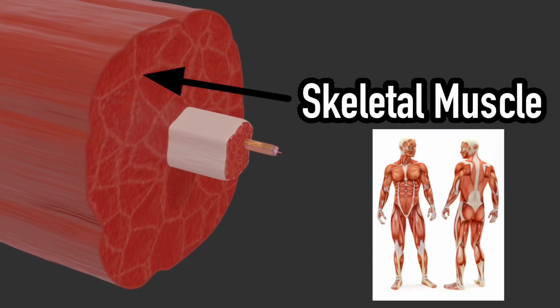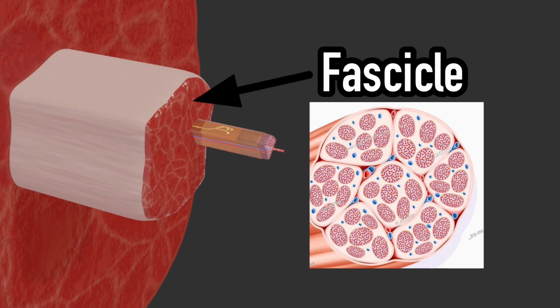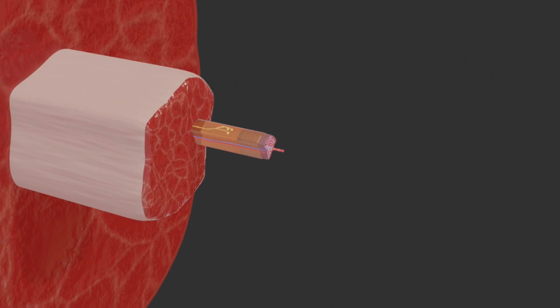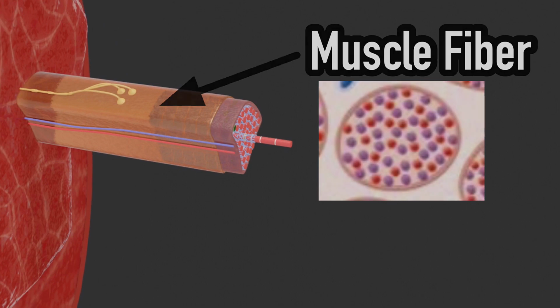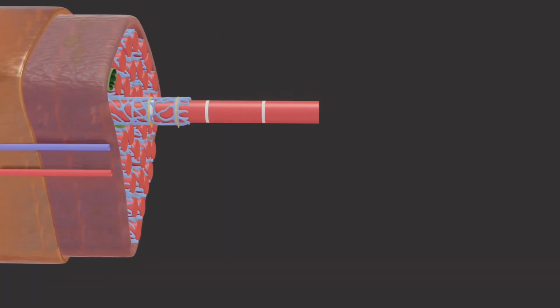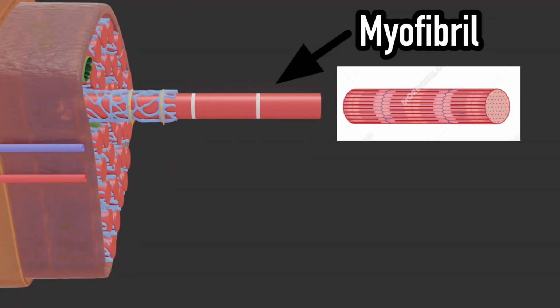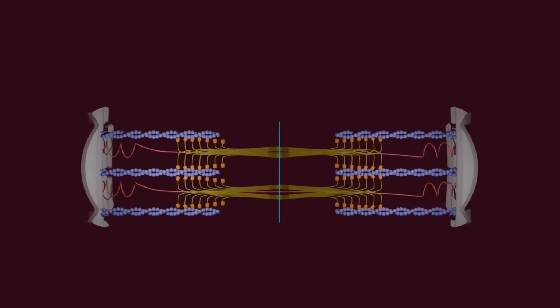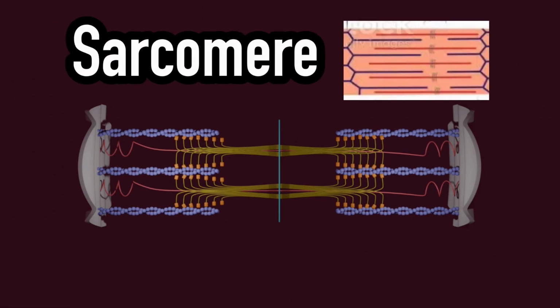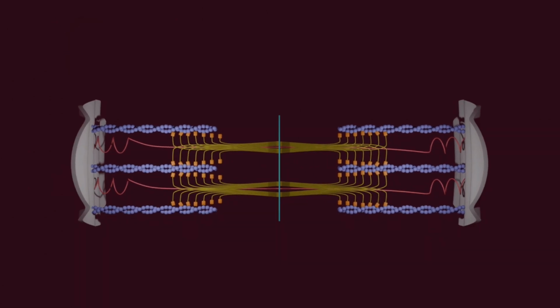This is a microscopic view of a skeletal muscle. A skeletal muscle is composed of many cells that form a muscle fascicle. A muscle fascicle itself is composed of many muscle fibers. A muscle fiber is composed of long contractile units called myofibrils. And finally, myofibrils contain small repeated structures called sarcomeres, and it is here where our sliding filament theory will take place. Within the sarcomere, we have two different filaments.